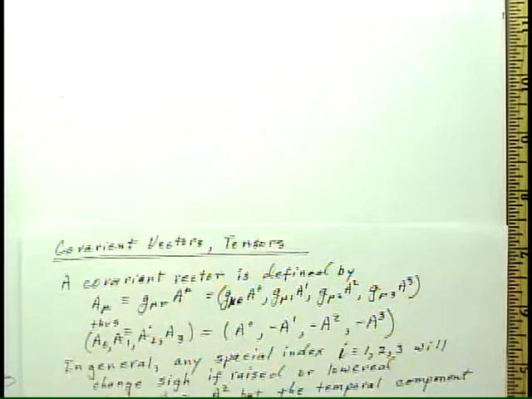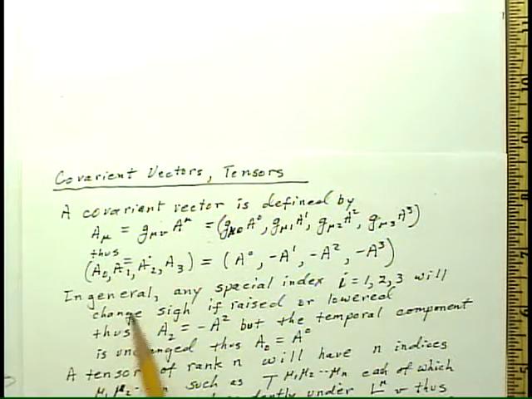In general, it's very important to understand that if we take any one of the spatial indices and lower an index 2 down to 2, it will change the sign. Likewise, if we raise it, it will change the sign. But the sign is always unchanged for the zeroth component. This is just a property of the metric.